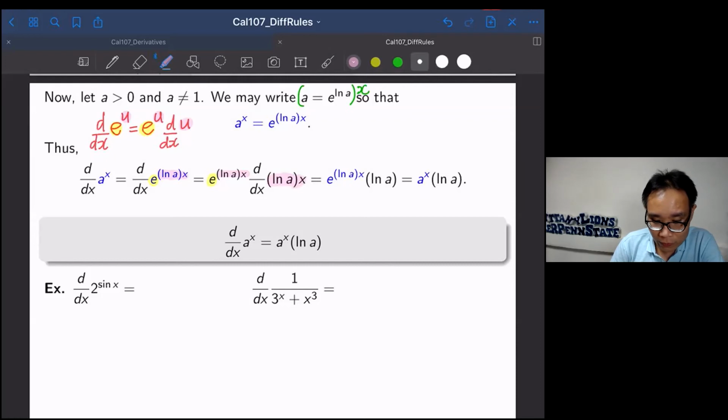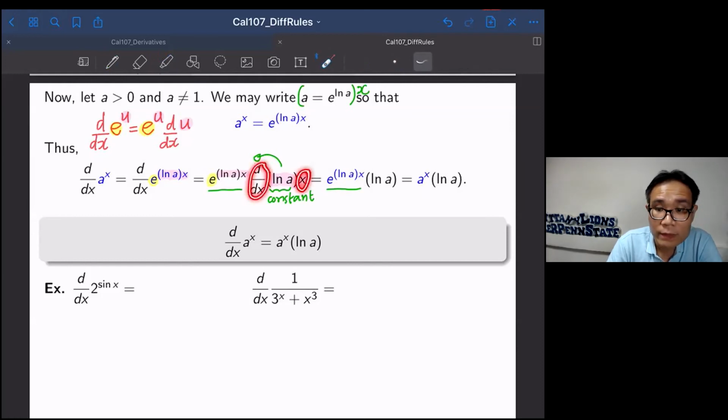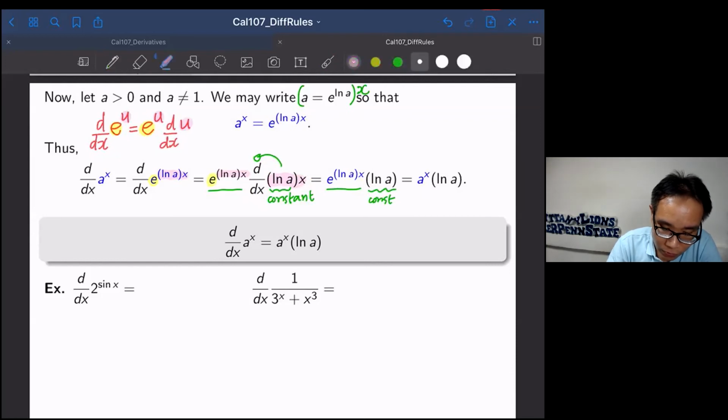So you differentiate log a times x. In this case, you get e to the log a x; I just copy this term, and then differentiate log a times x. My log a here is just a constant, so you can pull it outside, and the thing you have to differentiate is x, and the derivative of x is equal to 1. So it's going to be e to the log a x multiplied by log a, which is the constant.